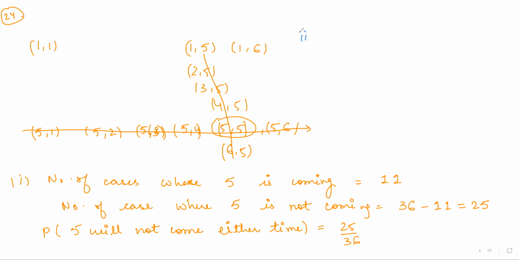Now, the second part of this question is important: 5 will come at least once. First of all, you have to understand the meaning of "at least". I just want to explain the two words. There is a word called "at least", and in some cases you can come across a word called "at most". What will be the difference?